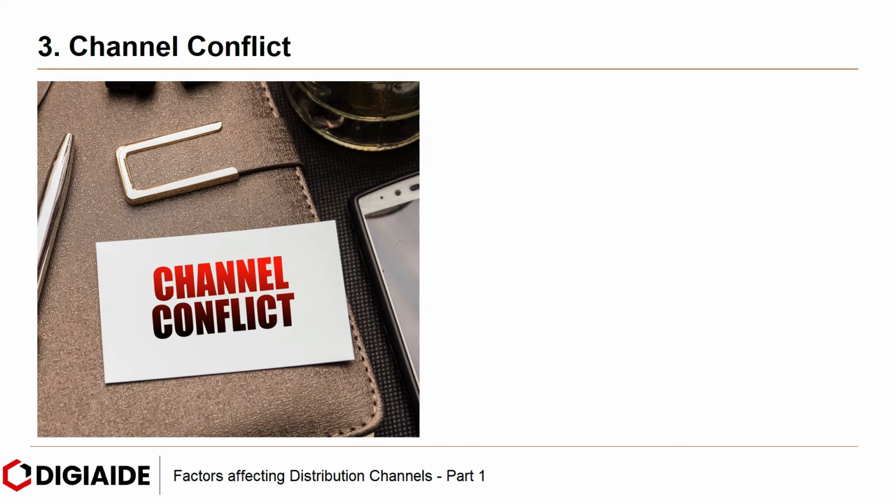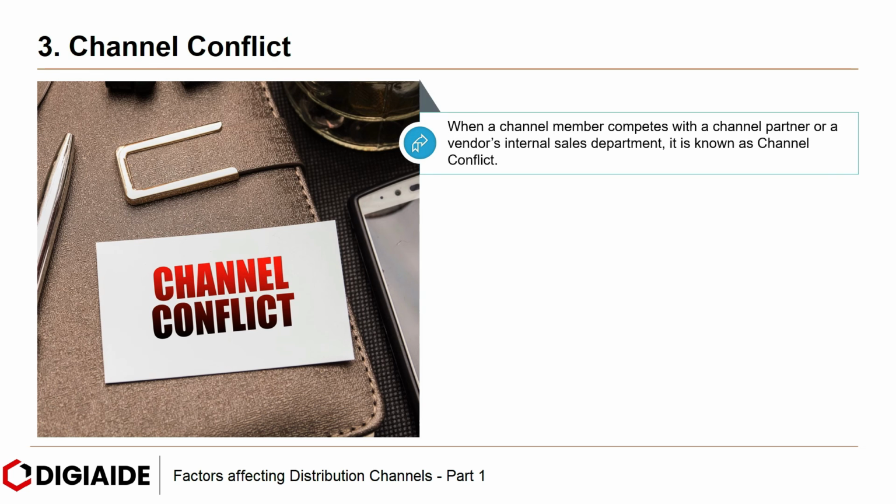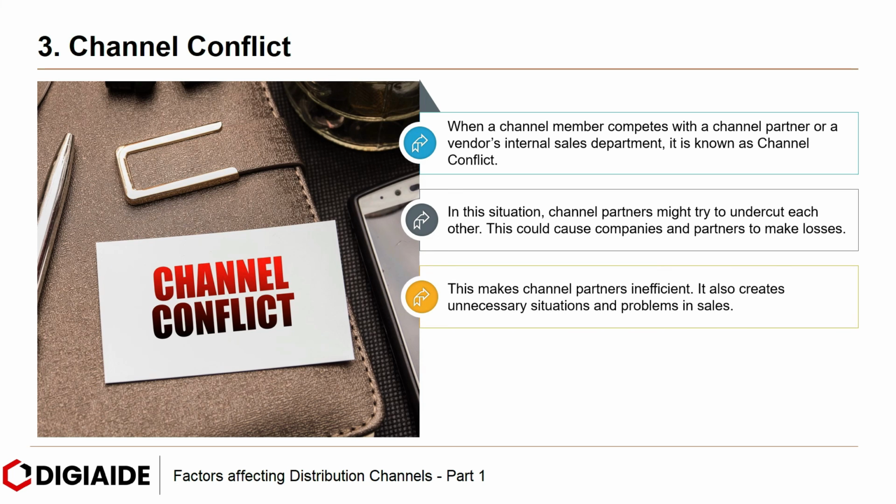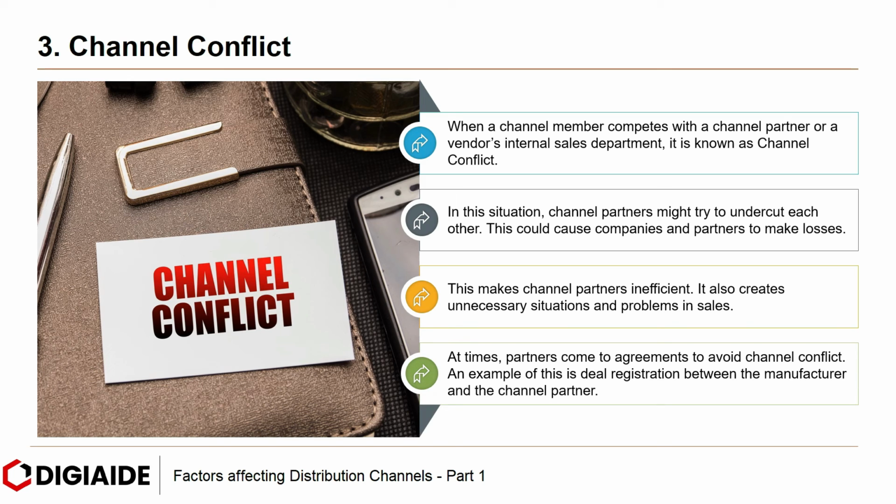Moving on to the third, that is channel conflict. When a channel member competes with its channel partner or a vendor's internal sales department, it is known as channel conflict. In this situation, channel partners might try to undercut each other. This could cause companies and partners to make losses. This makes channel partners inefficient. It also creates unnecessary situations and problems in sales. At times, partners come to agreement to avoid channel conflict. An example of this is the deal registration between a manufacturer and a channel partner.